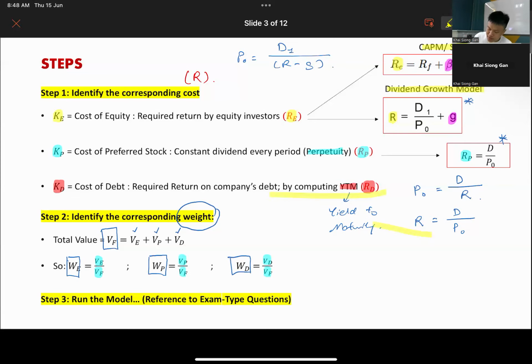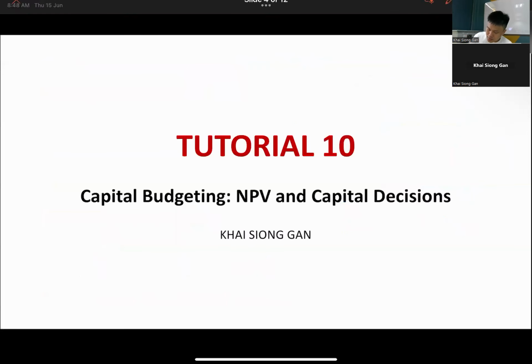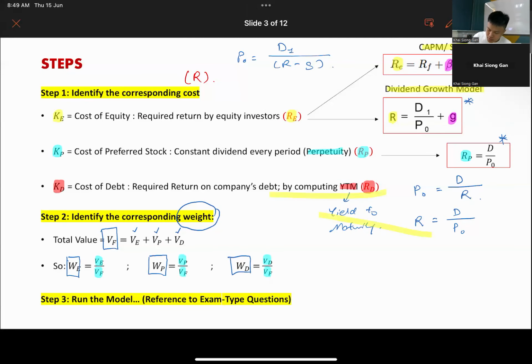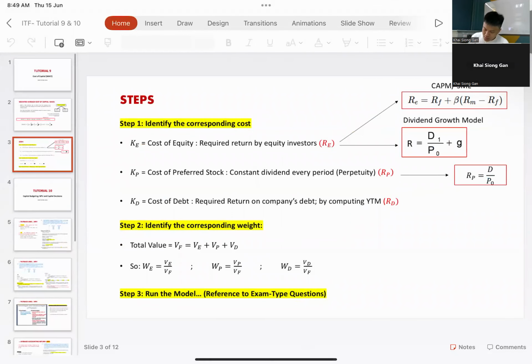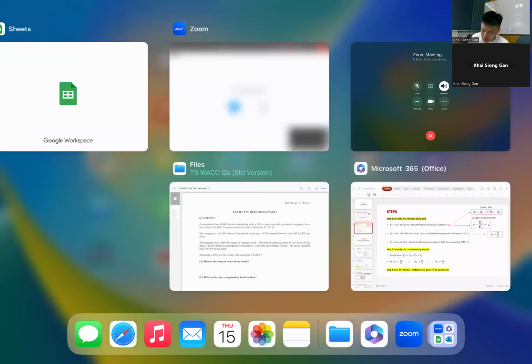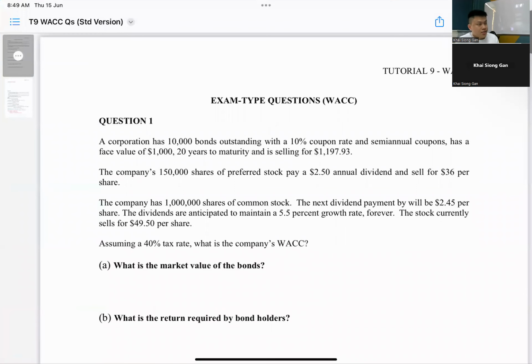So we are done with this content. Okay, everyone download this document. Very important. Cheat sheet.